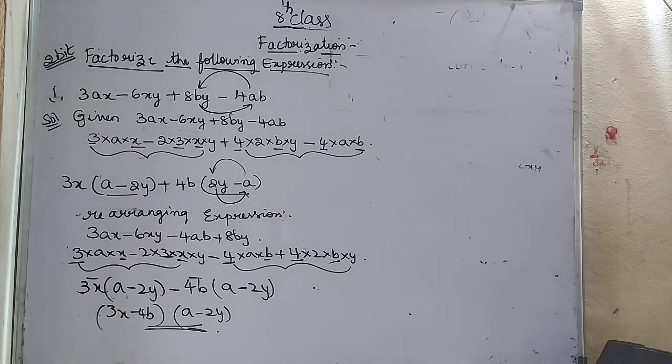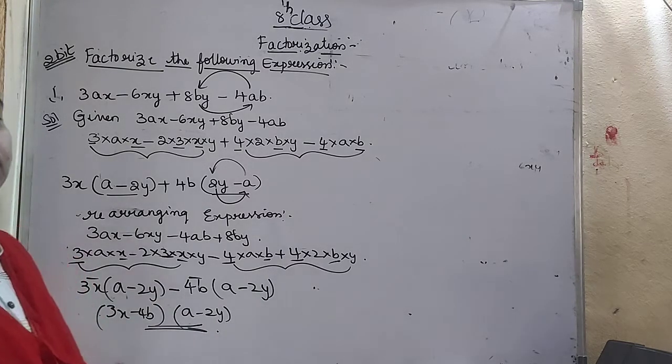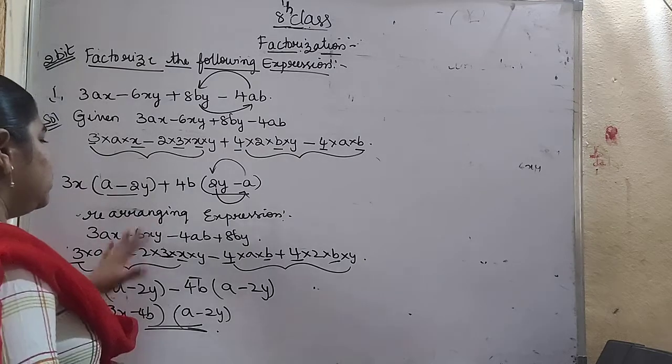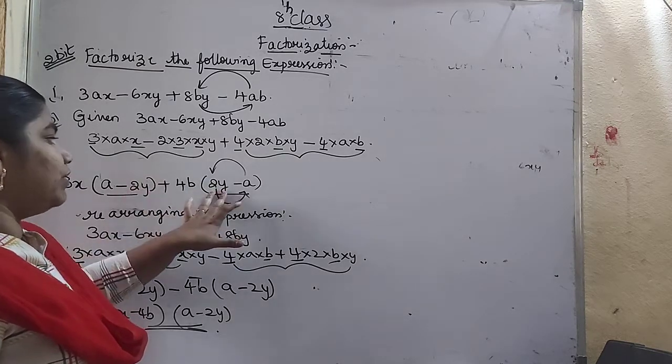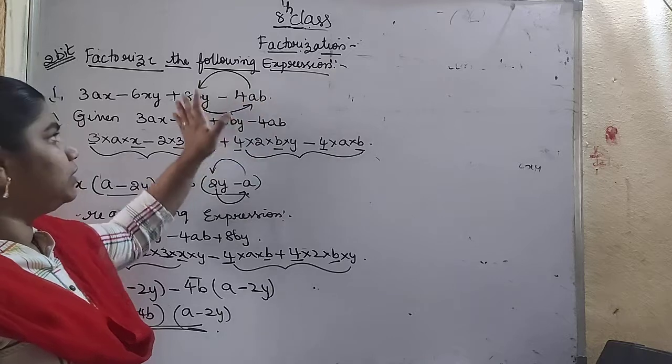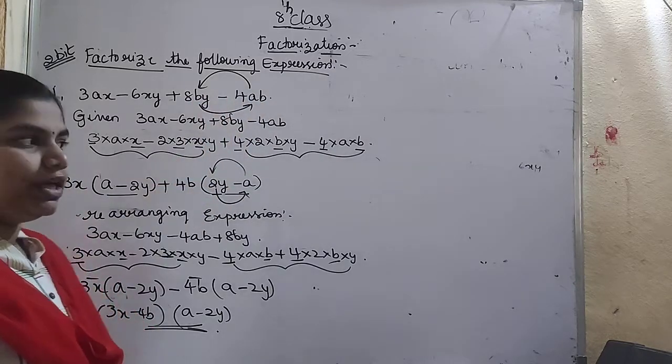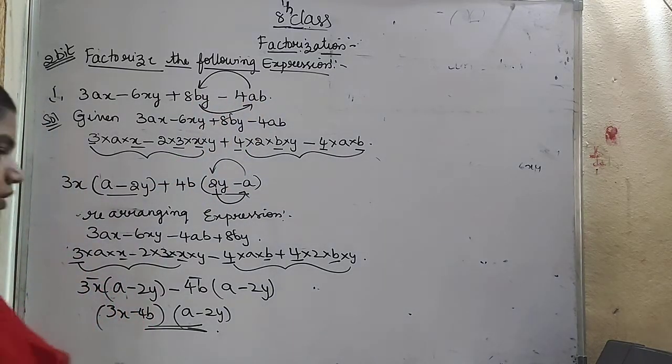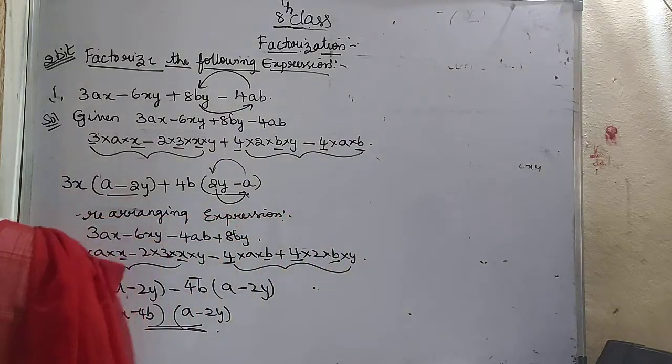So what have you understood here? Always we should get the common factors. When you get the common factors, only then the problem will be correct. Here we didn't get any common factors, so what I did is I shuffled the terms. I rearranged the given expression. So this is our first one. Second one.